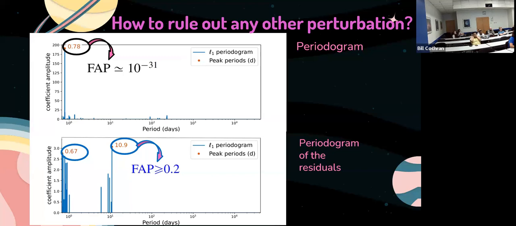And what I saw, so that one is the orbital period of the first planet, what I was expecting. Then I subtracted the signal of the first planet from the radial velocities, and I did the periodogram again of the residuals, and I saw two peaks, but basically the false alarm probability told me that they are not significant peaks. So I tried that before.